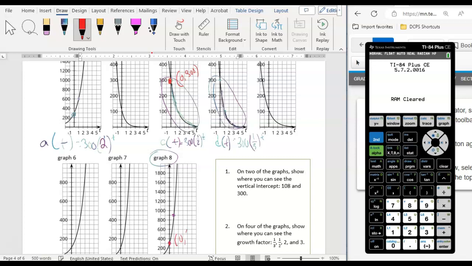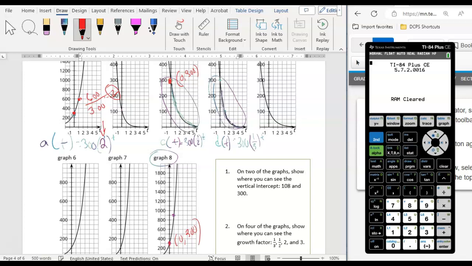Here is 0, 300. And then it says on 4 of the graphs, show where you can see the growth factor: 1/2, 1/3, 2, and 3. So that would be where we're looking at, for example, here, we're starting at 300 and going to 600. So we're showing that 600 divided by 300 gives us 2. That's our growth factor as seen here, right? Because this is 300.